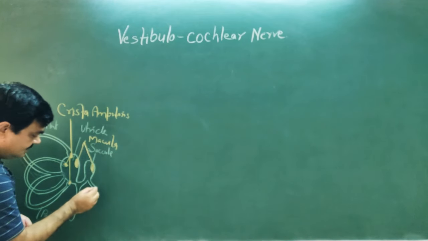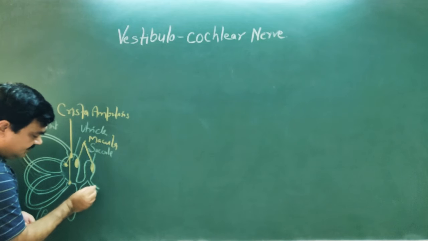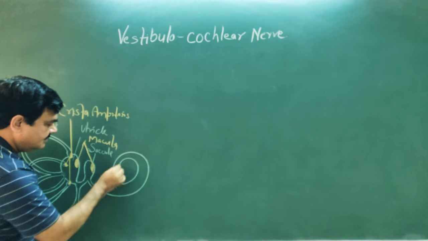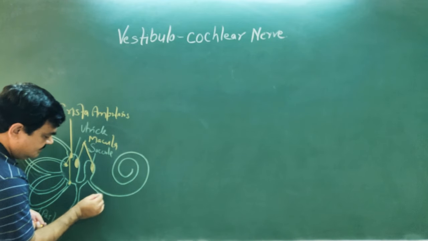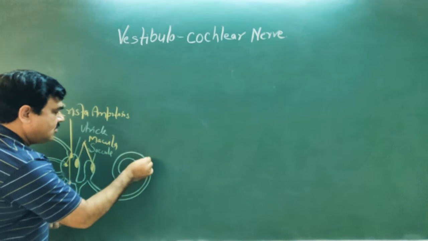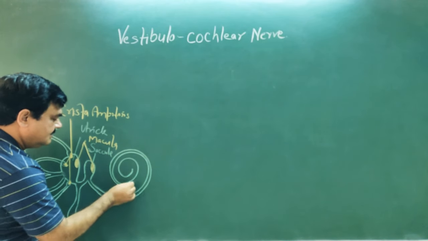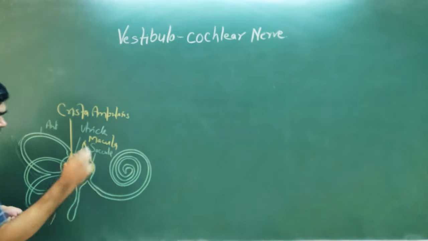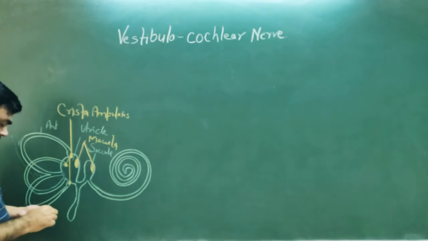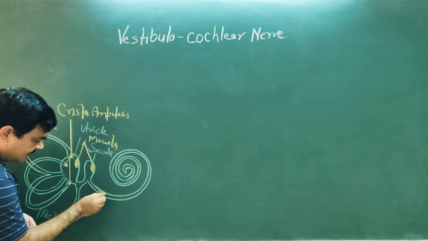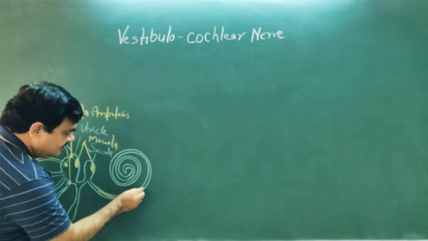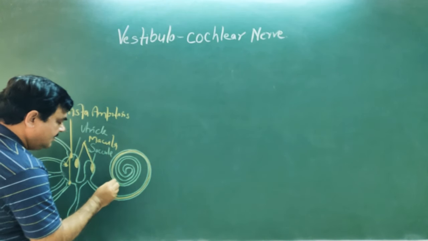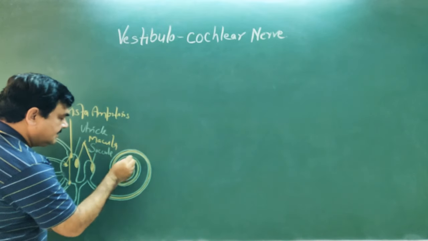And here is the ductus reuniens. And this is the cochlear duct. In the cochlear duct, here is the organ of Corti. This is the position of the organ of Corti, which is present in the cochlear duct.